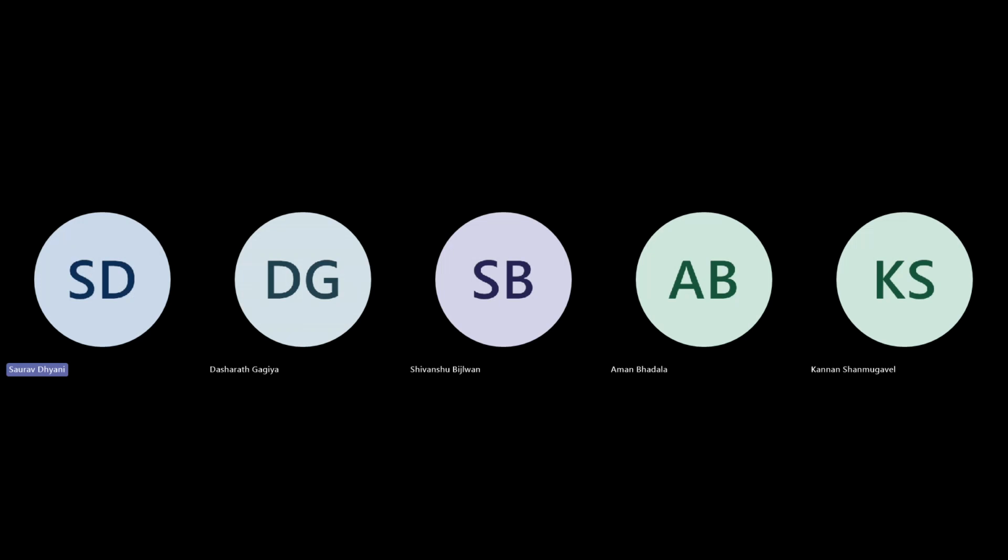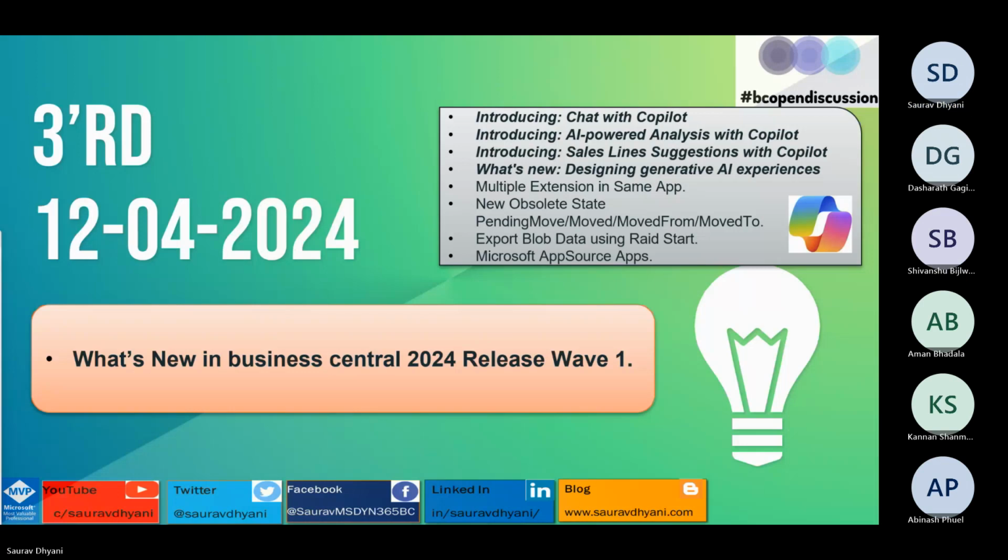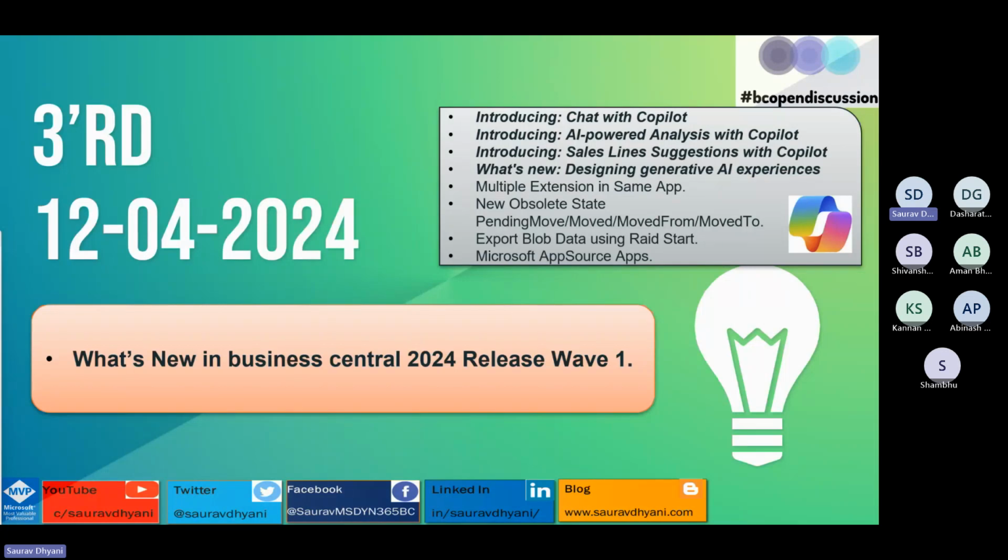Okay, so this is our third edition of BC Open Discussion Season 4. And as discussed last week, there seems to be a little more interest toward the Copilot edition in Business Central. So I've deprioritized the other topics that we thought we'd talk about. So we'll see what is there, and I'll leave it to you guys at the end of the meeting.